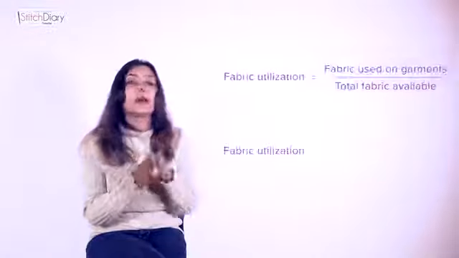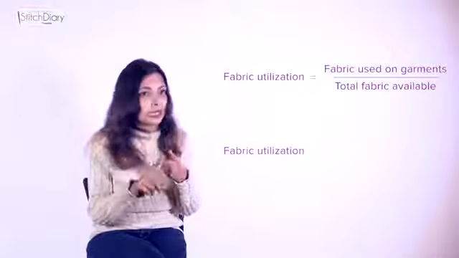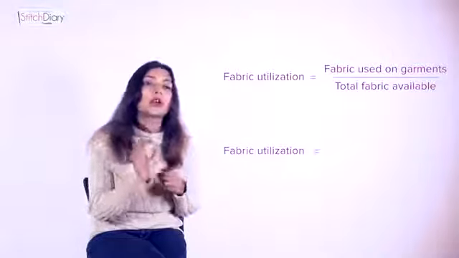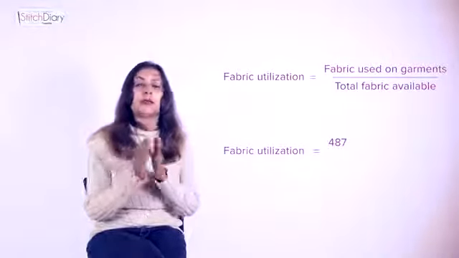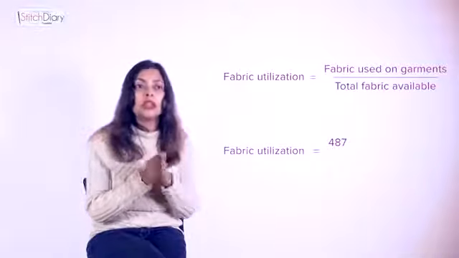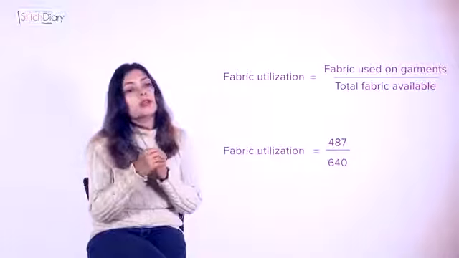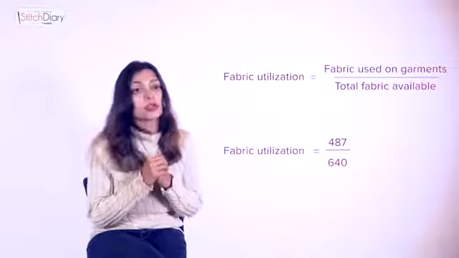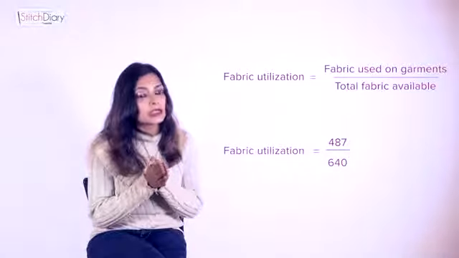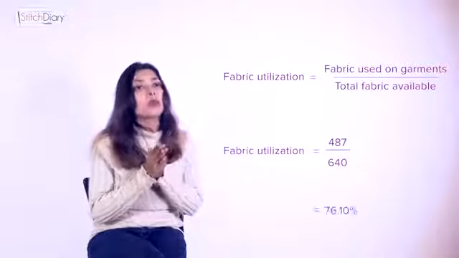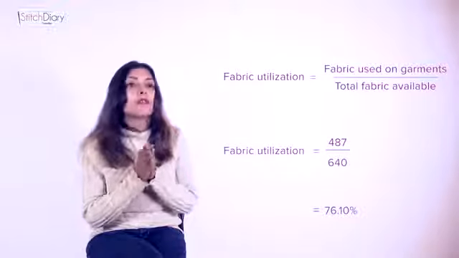So we have calculated fabric used in the order by two methods, by weight and by length. In both cases, we have got 487 meters of fabric that has been used in the order to produce the garments. 640 meters of fabric was actually bought for the order. So fabric utilization is 76.10% for this particular example.